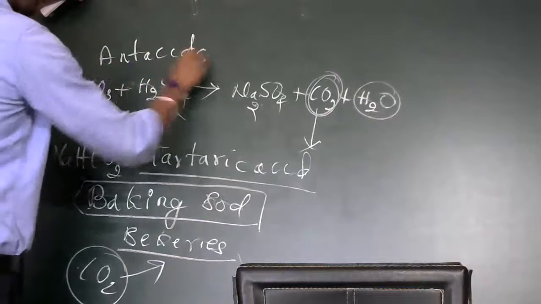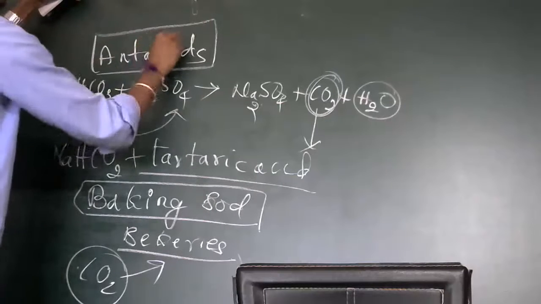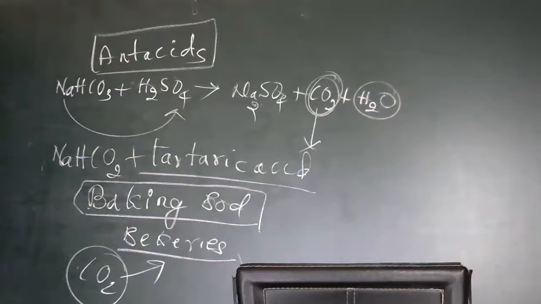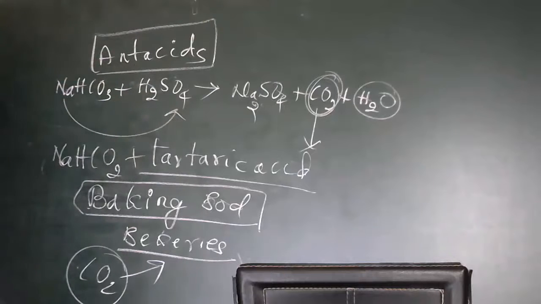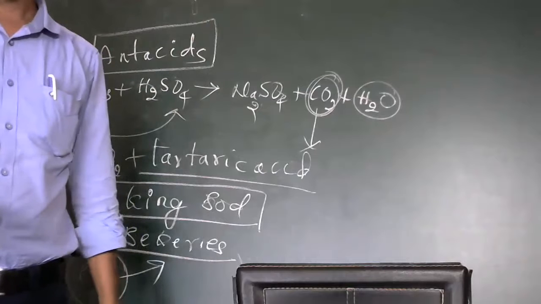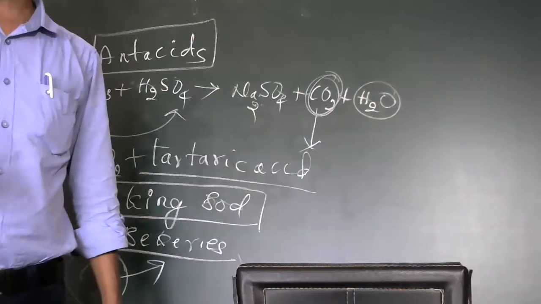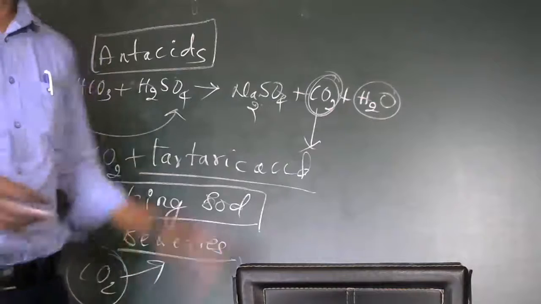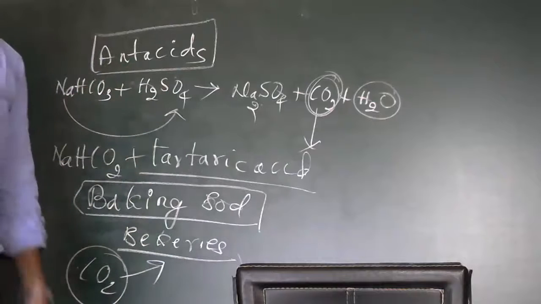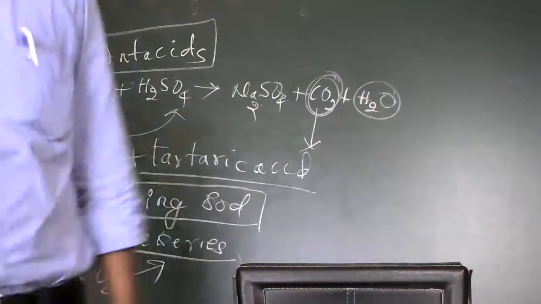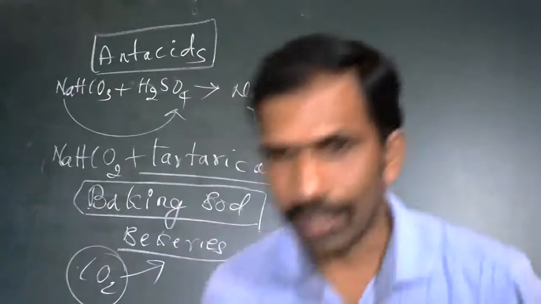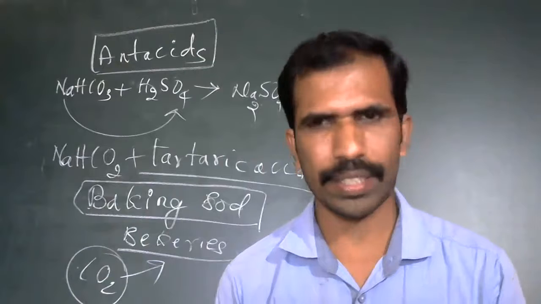Sodium bicarbonate is also used as an antacid. Antacids relieve acidity. The drugs which relieve the acidity problem are called antacids, so sodium bicarbonate can be used as an antacid also. These are the uses of sodium bicarbonate.